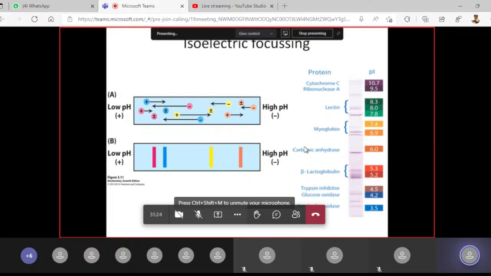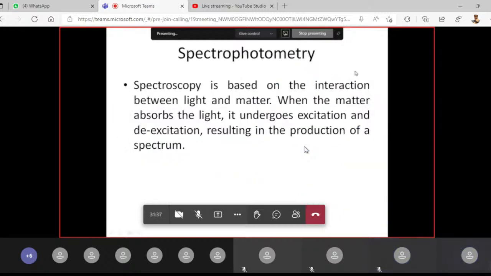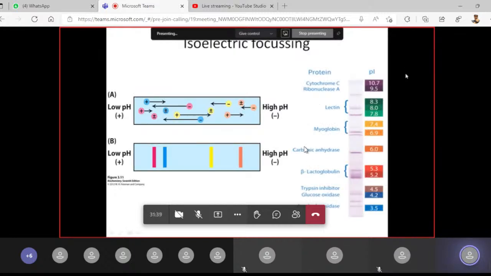Yes? Is it clear? Any doubts in this isoelectric focusing? Any doubts? No, ma'am. Okay, so you have to remember agarose gel electrophoresis, native PAGE, SDS-PAGE, and isoelectric focusing.